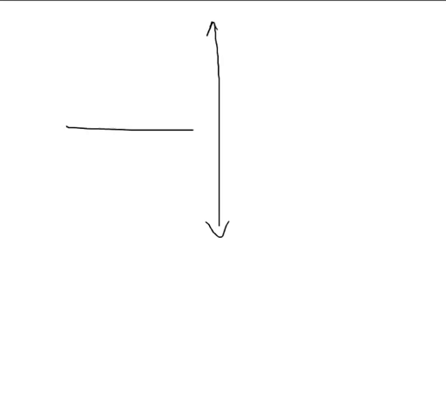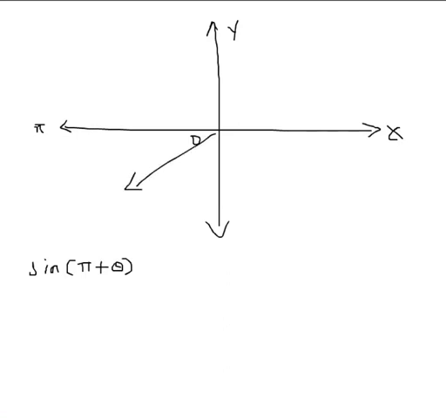Next set of formulae. Pi is here. We are going to write the formulae for pi plus theta. That is more than 180, which will be a third quadrant angle. In the third quadrant, tan and cot are positive, other trigonometric ratios are negative, and because you have pi here, we don't change the ratio. Only for pi by 2 and 3 pi by 2 we change the ratio. For pi and 2 pi we don't change the ratio.